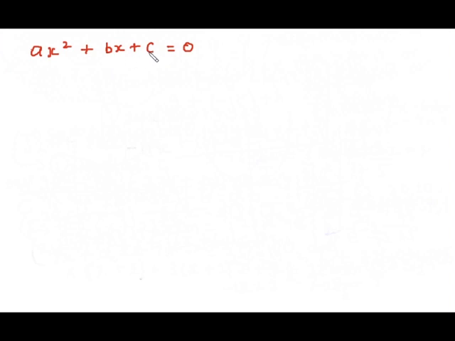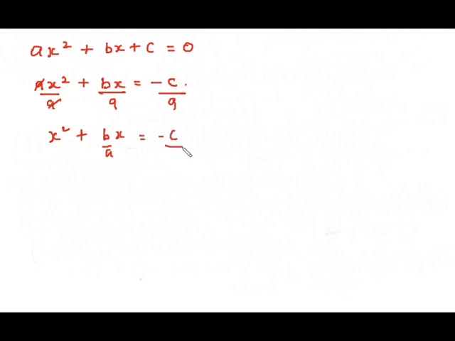Now our first step is to move the constant value to the other side of the equation. So we have ax squared plus bx. Subtracting c from both sides, we will have minus c. We have to remove the coefficient of the quadratic term here, a. So we divide through by a. Dividing through by a, we have x squared. This one cancels out this one, and then plus bx over a equals negative c over a.